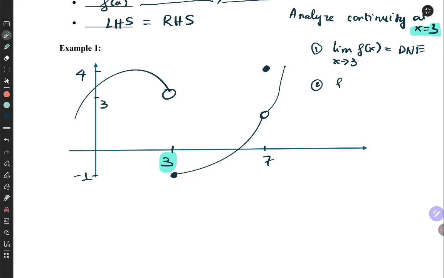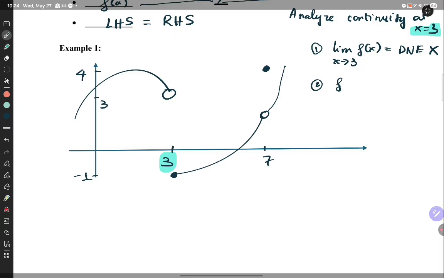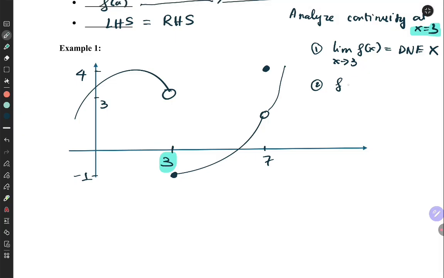The second condition. Okay, first condition, it says the limit does not exist. Okay, there you go. That is enough to say it's not continuous already. Okay, second condition. F of 3. F of 3 equals -1. Okay, the second condition is satisfied. Third condition: the left hand side, is it equal to the right hand side? That means, is this equal to this? Nope, right?